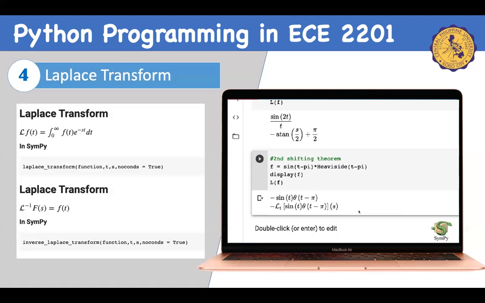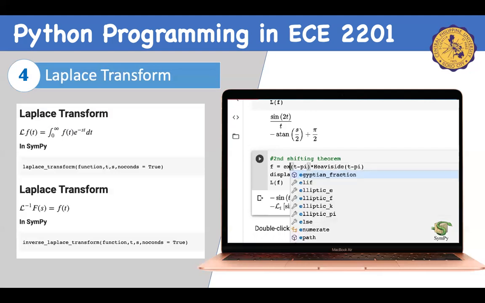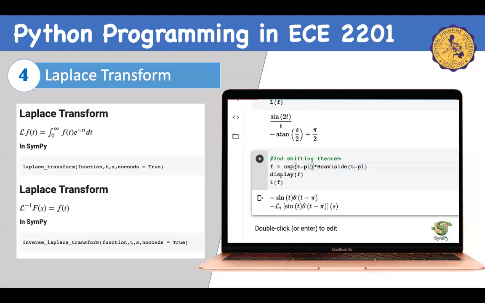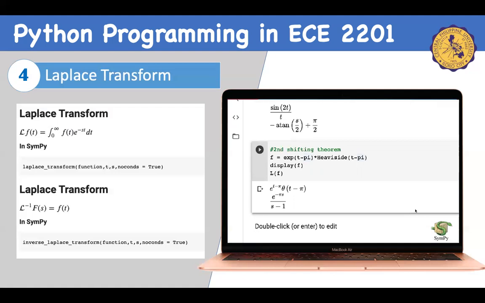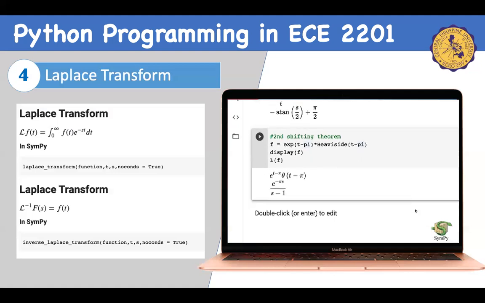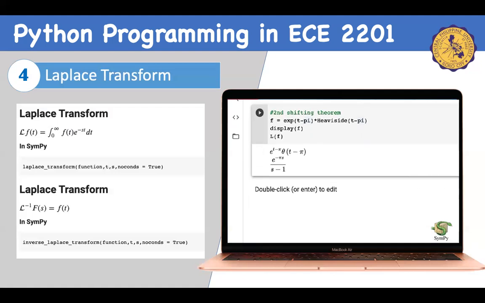So meaning to say, it cannot solve this problem. Now let's just change this one. Instead of sine, let's just use the exponential function. So, oh, that's the exponential function, and that's the Laplace transform of the exponential function in second shifting principles. All right.